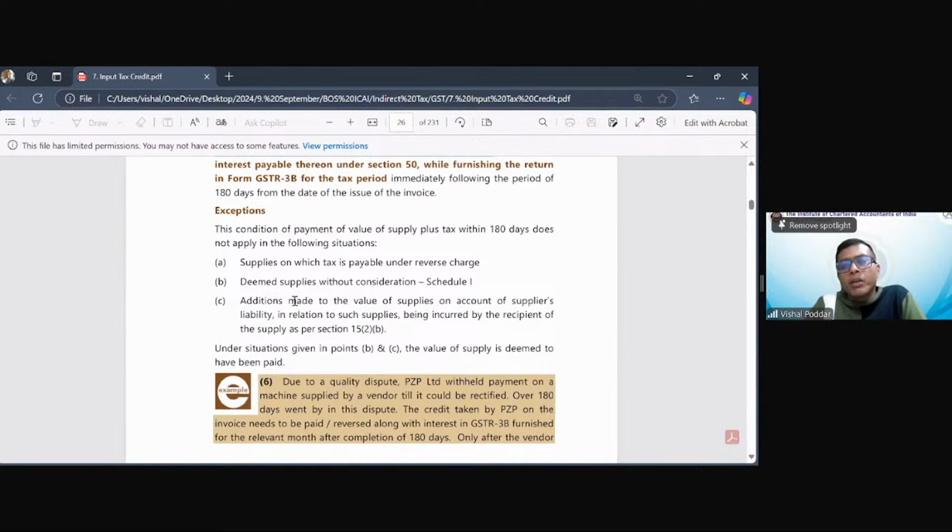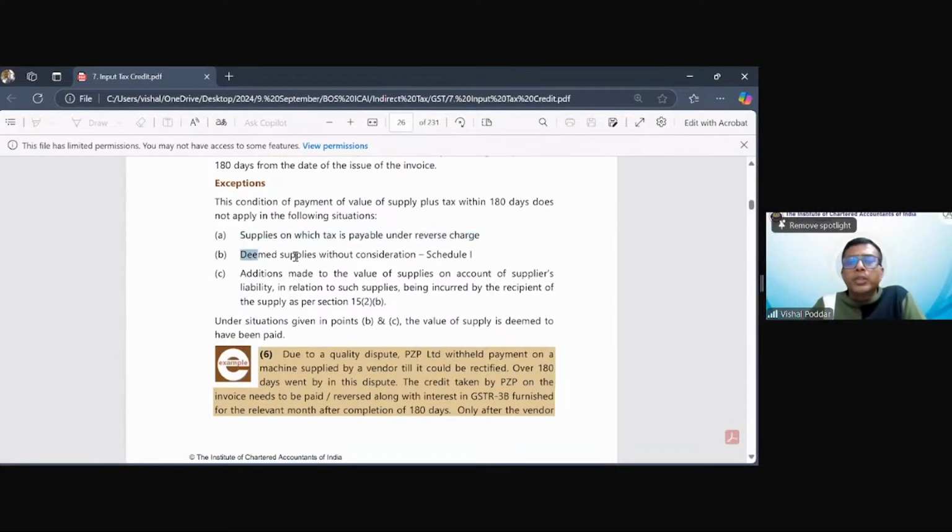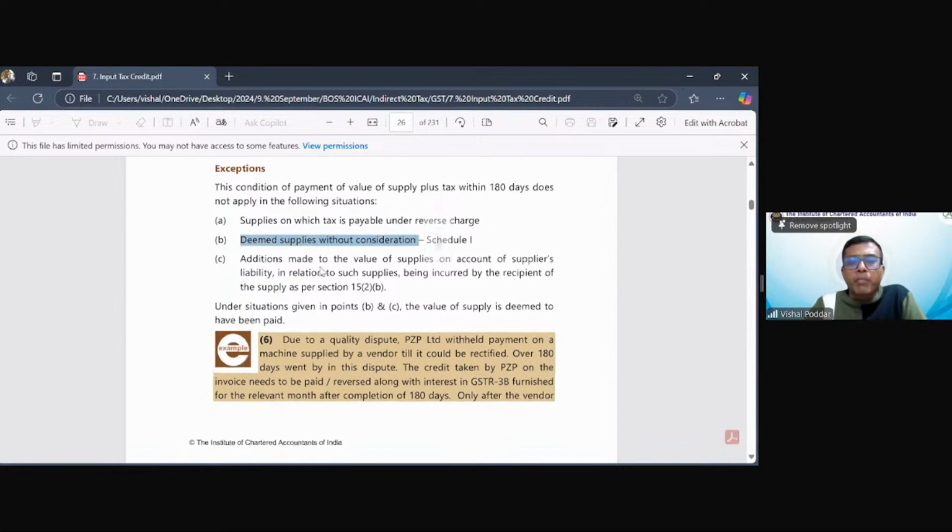Now, where is this 180-day rule not applicable, that is, where you need not reverse after 180 days? First, the supplies under reverse charge. So it is a reverse charge transaction where I am paying the tax myself. Even if I do not pay the supplier within 180 days, no problem. Second, Schedule 1 supplies. Anyway, these supplies are without consideration. There is no question of making payment.